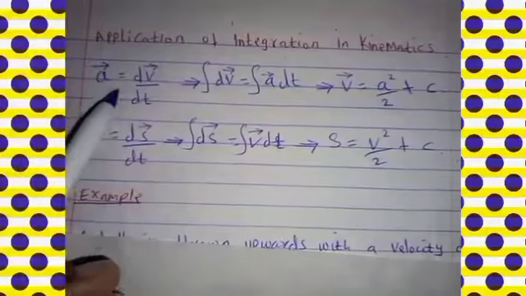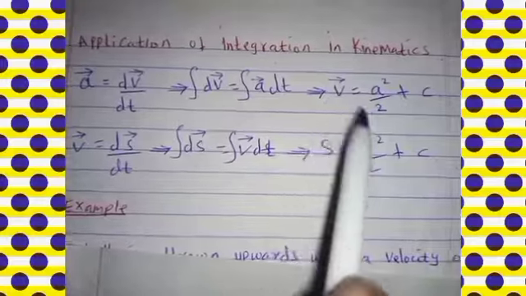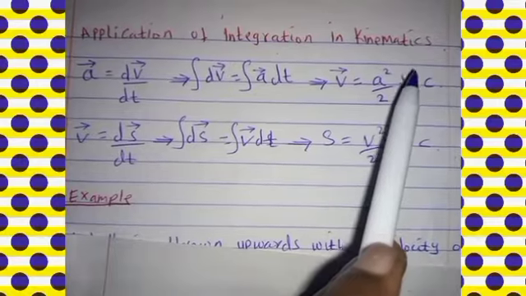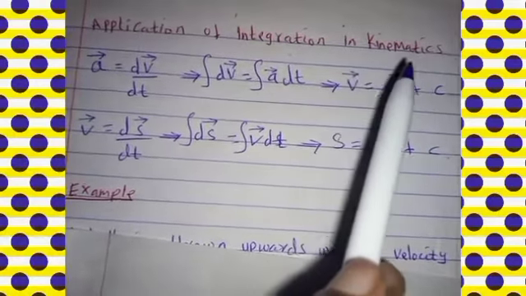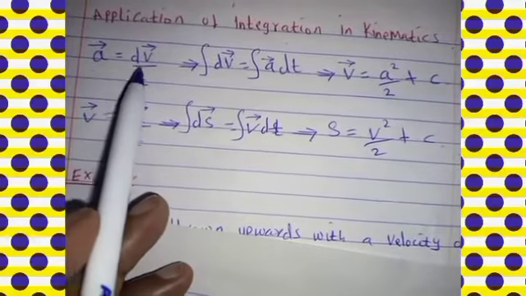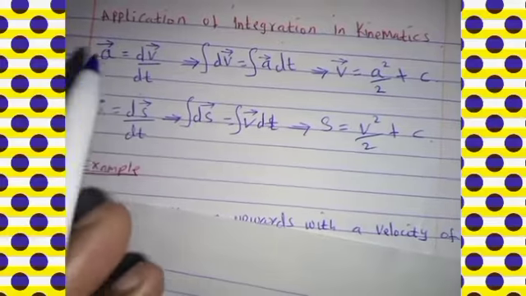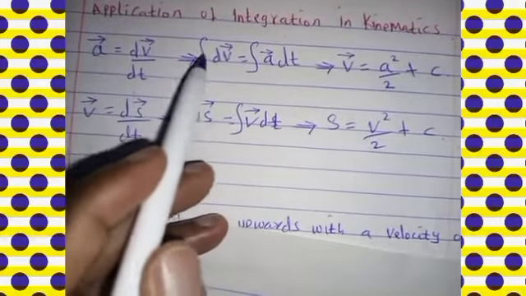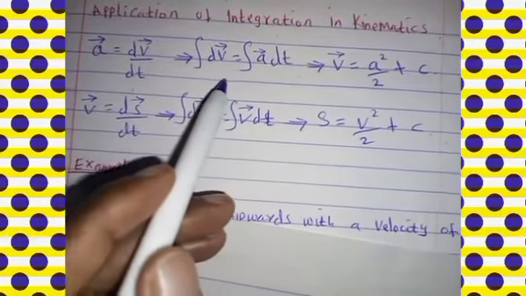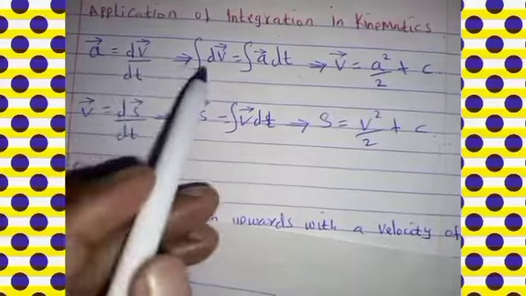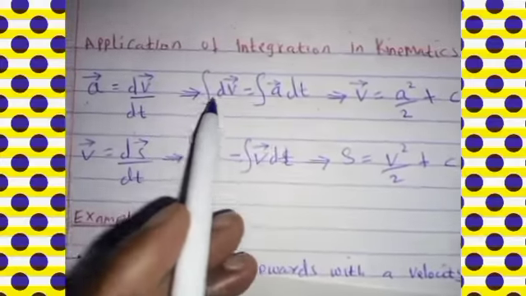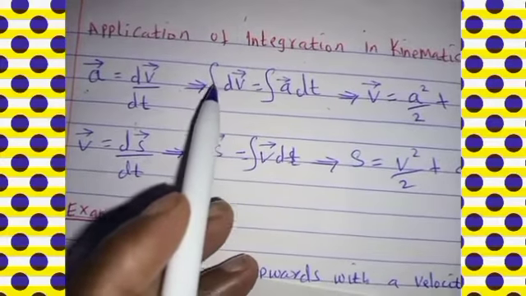Look now at the application of integration in kinematics. Kinematics is the study of motion. We don't consider external forces, we consider only the motion. Acceleration is given by the change of velocity with time. So to get velocity, we integrate acceleration with respect to t, as shown here. This symbol stands for integration.